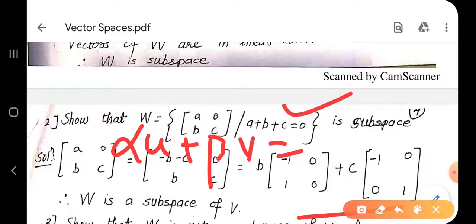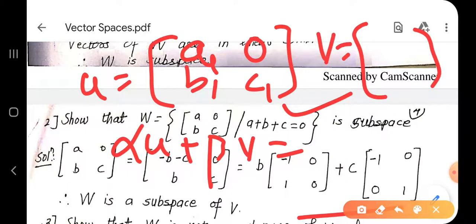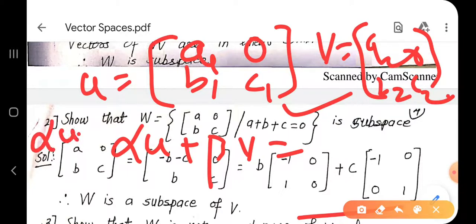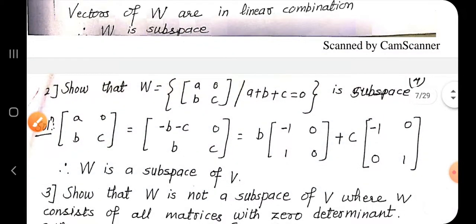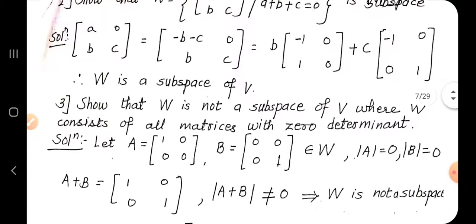Right? U is one matrix, V is another matrix. Take U as the matrix A1 0, B1 C1. And the second matrix, V, you may take A2 0, B2 C2. Correct? And take alpha u plus beta v and check the condition that A plus B plus C equal to 0, because A1 plus B1 plus C1 equal to 0, A2 plus B2 plus C2 equal to 0. You will easily get the answer. Therefore, we can say that our subset is a subspace of V.